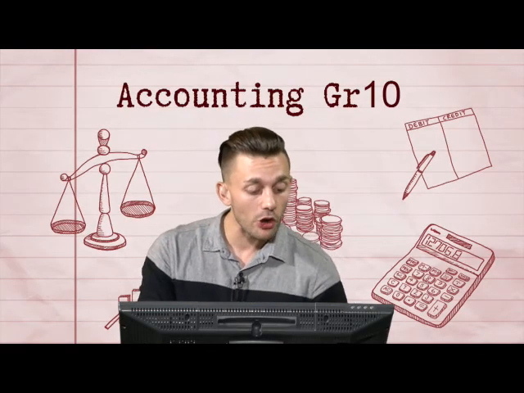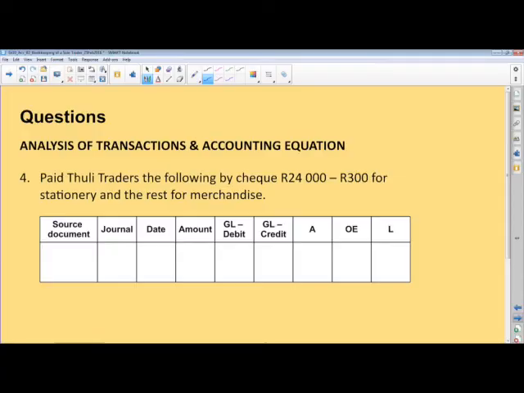Pay Thule Traders the following by check. We are paying 24,000 Rand. But what did we pay? We paid 300 Rand for stationery. And the rest for merchandise. I'm going to give you 2 minutes to answer this one.